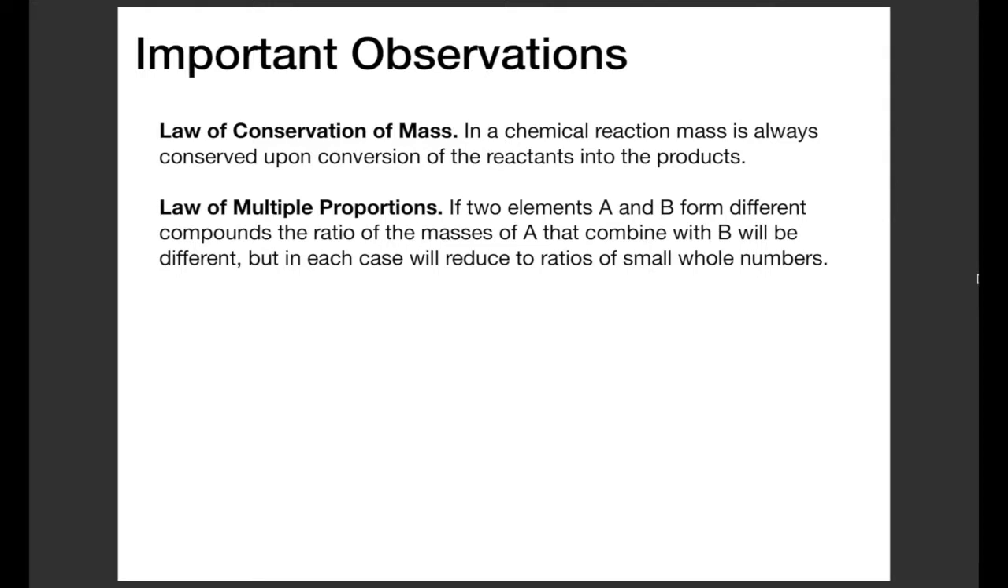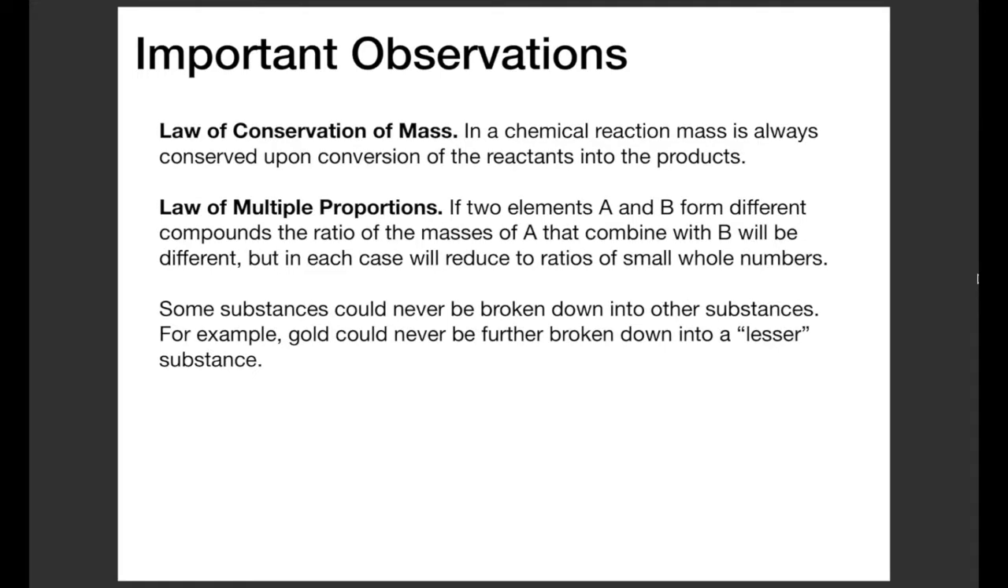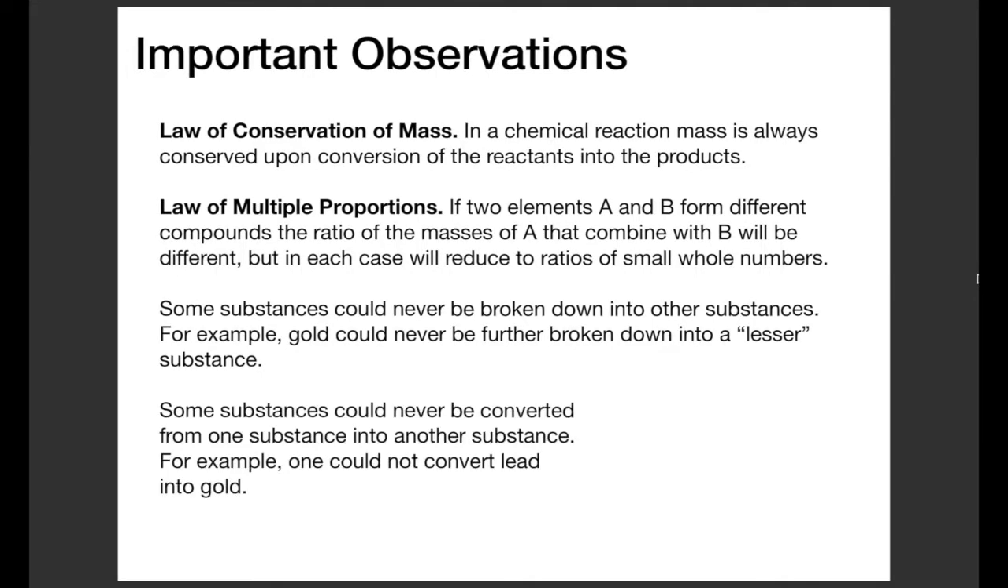Two other concepts are as follows. First, some substances could never be broken down into other substances. For example, gold could never be further broken down into a lesser substance. Another concept was that some substances could never be converted from one substance into another substance. For example, one could never convert lead into gold.